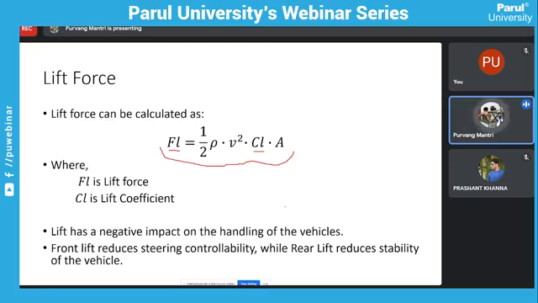So if the front lift increases, it will affect the steering controllability. Similarly, if the rear lift increases, the rear wheels get lighter, where the weight of the vehicle acting on the rear wheels reduces and shifts to the front end. It will directly affect the stability of the vehicle. In each and every corner, if your rear end is getting lifted and you go into a turn, you're going to end up with an understeer condition, where you give a certain input on the steering, but the vehicle will not turn in that particular direction.